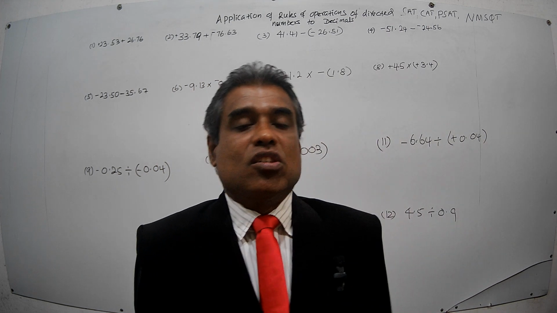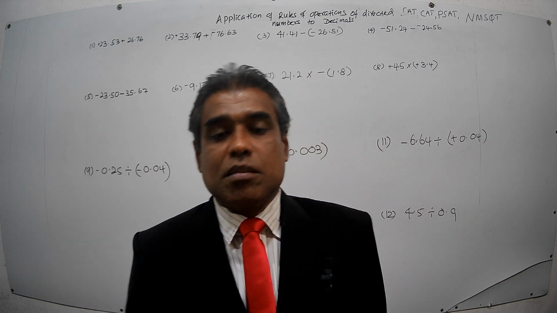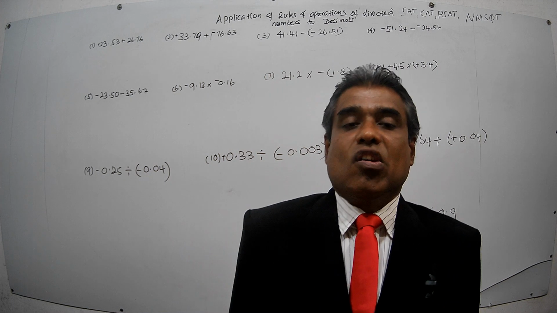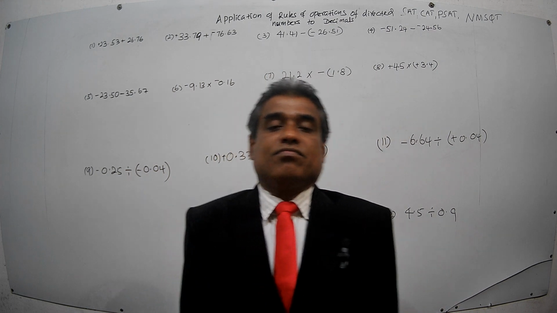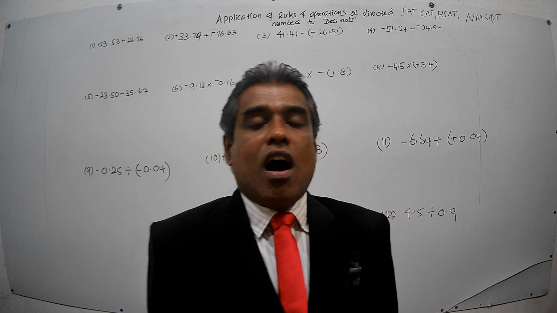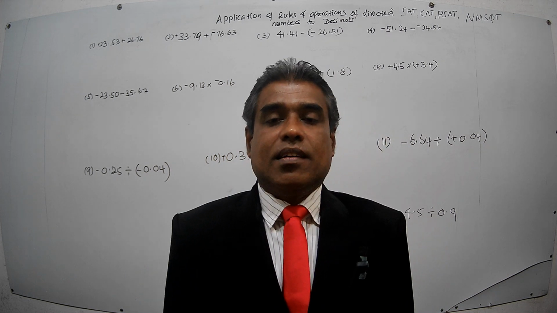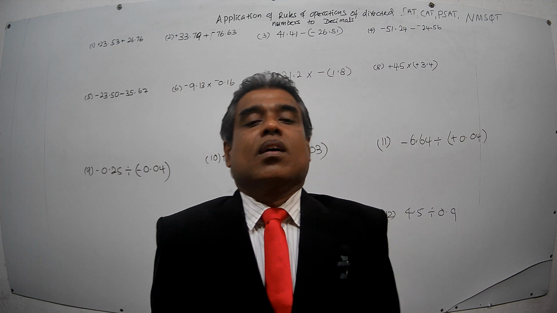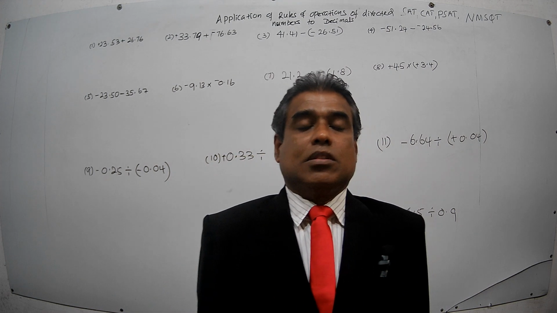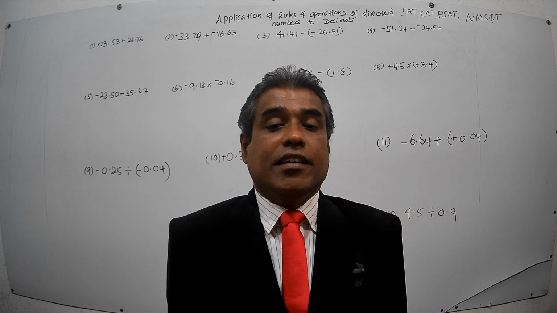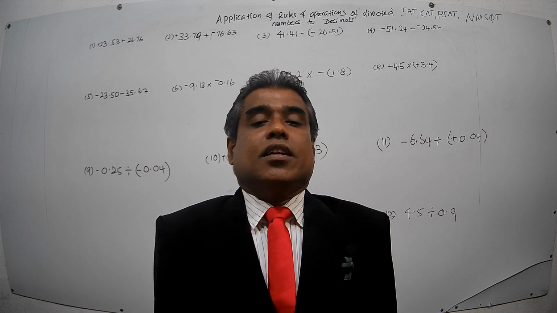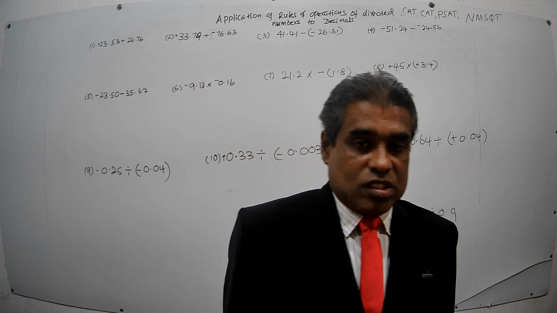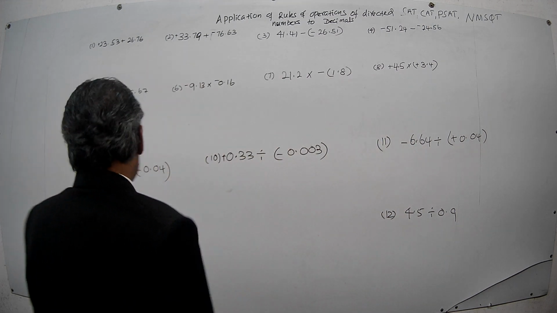Decimal directed numbers also can be added, subtracted, multiplied, and divided. So today, we are going to look at how the rules of operations of directed numbers apply to add, subtract, multiply, and divide the decimal directed numbers. These are the examples. We will go to the first example.